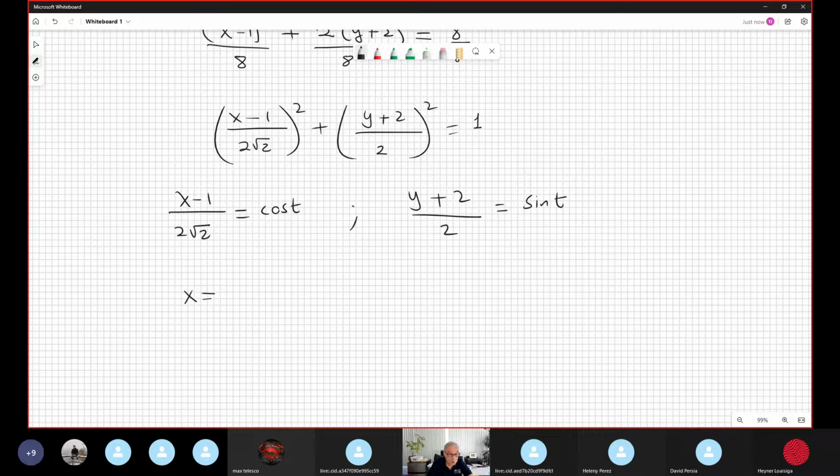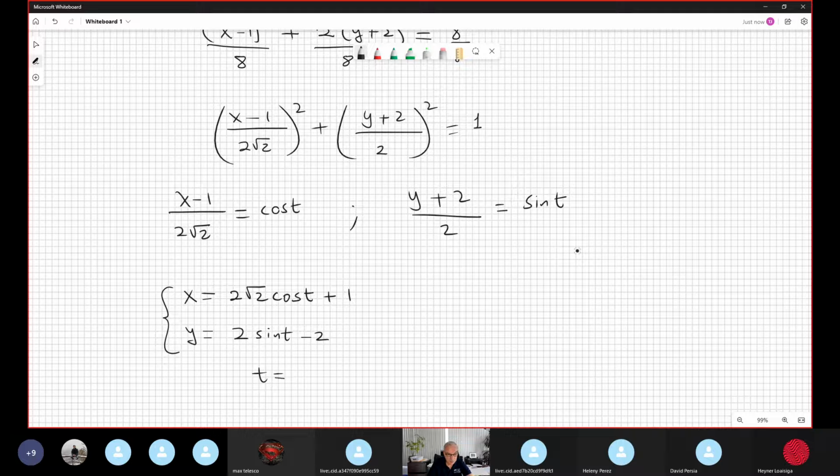Now the parametric equations are: for x, x is equal to 2 radical 2 cosine t plus 1. You solve for x, no? You move this multiplication, bring the 1 positive to the other side, and likewise, y is equal to 2 sine t minus 2, sorry, minus 2. Okay, this is the parametrization.